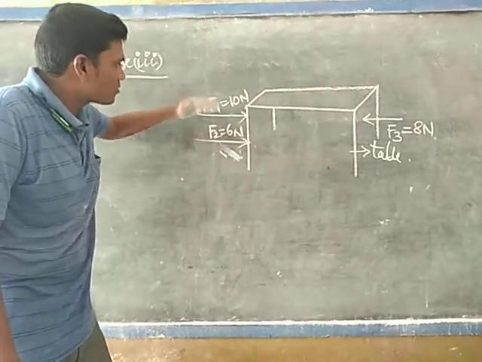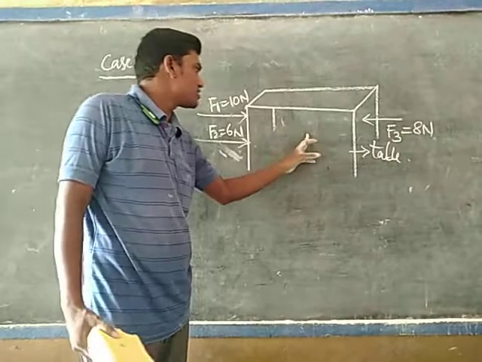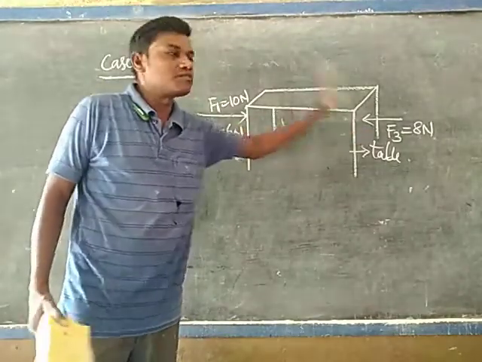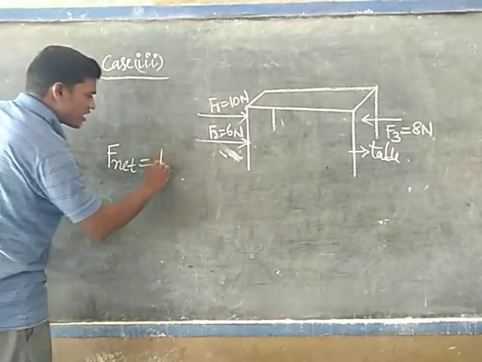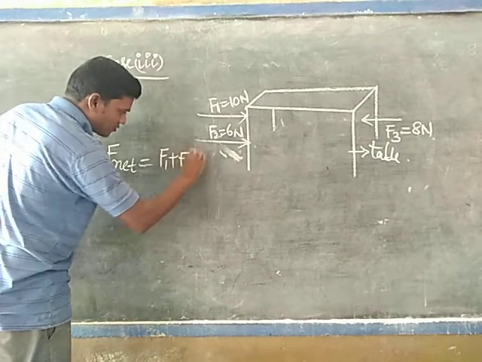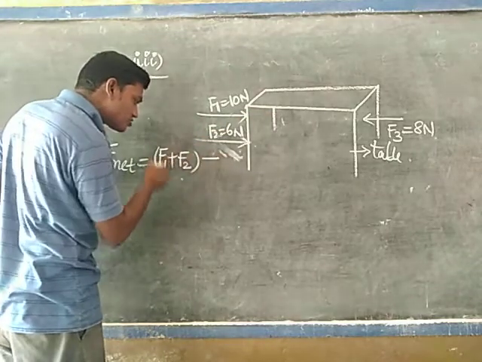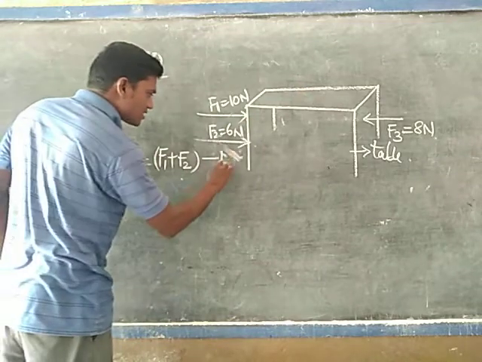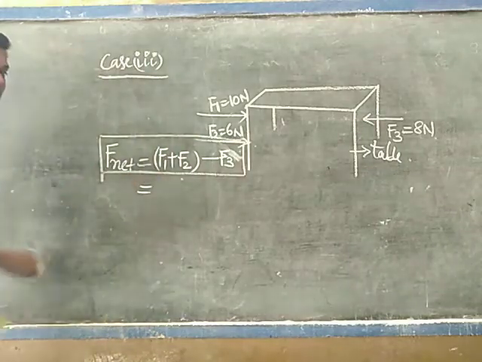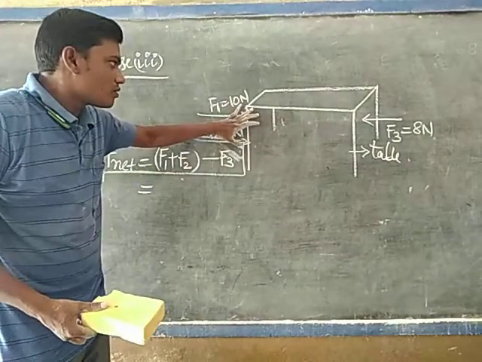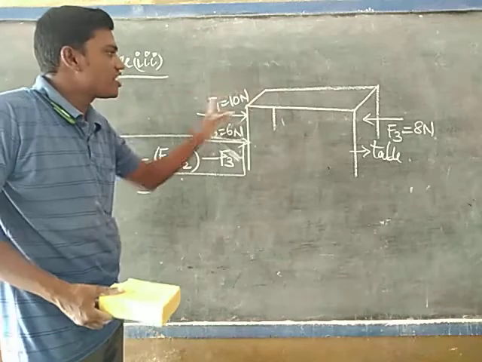F1 and F2 both are acting in the same direction. Same means plus. And F3 is acting opposite, means for F1 and F2 it is opposite, means minus. That's why what is the formula to find net force? F1 plus F2, because these two are acting in the same direction, minus F3, which is in the opposite direction. So this is the main formula to find the net force when more than two forces, or three or four forces, are acting on the table in different directions.